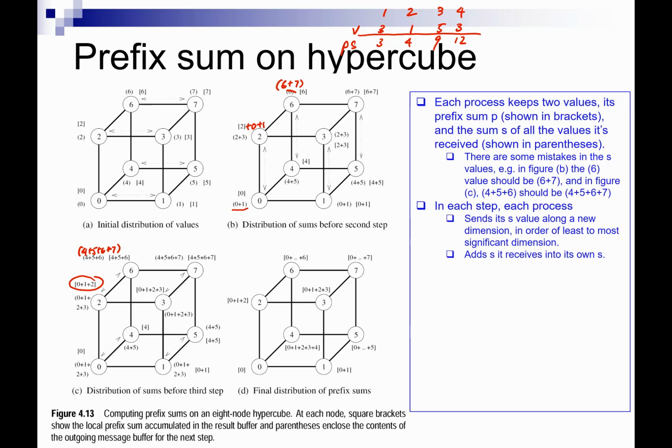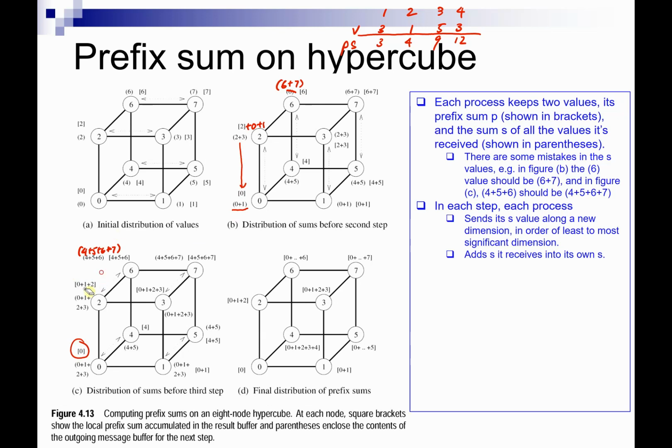On the other hand, when you're receiving sum values that come from processes with larger IDs than yourself, then you don't add those into your prefix sum, right? Because if you have a certain ID, your prefix sum should only include values from lower ID processes. So for example, 0 is going to get this sum of 2 and 3 from process 2. But because 2 and 3 have higher IDs than 0, then 0 is not going to add 2 and 3 into its prefix sum. Therefore, it's going to keep its prefix sum at 0.